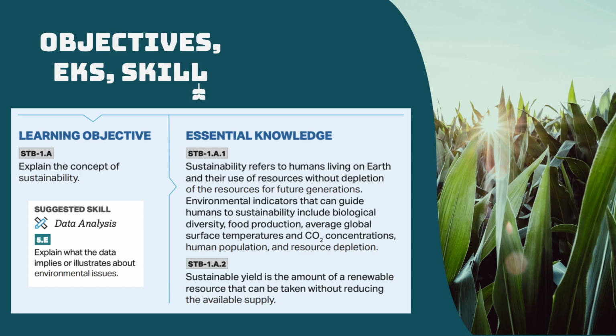Our objective today is to be able to explain the concept of sustainability, and we need to know that sustainability is more or less humans living on Earth in a way that doesn't deplete resources for future generations. We will look at 5 different environmental indicators which can help us understand if we are or are not living sustainably. Then finally, we'll look at a concept called maximum sustainable yield. Our suggested science skill for the day is to explain what data illustrate about environmental issues.